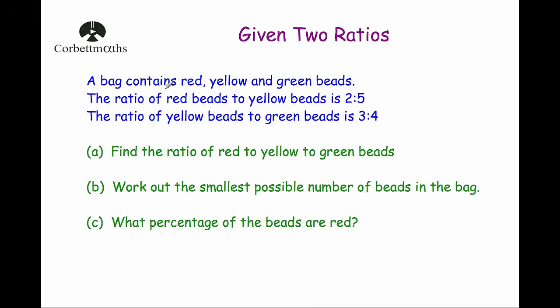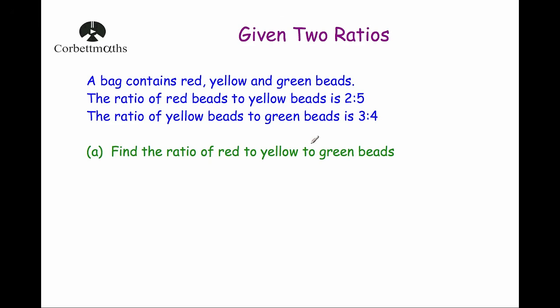It says a bag contains red, yellow and green beads, and the ratio of red beads to yellow beads is 2:5, and the ratio of yellow beads to green beads is 3:4. So as you can see, we're given two separate ratios, but both of them include yellow beads, so they're going to be related to each other. So A, find the ratio of red to yellow to green beads. B, work out the smallest possible number of beads in the bag. And C, work out the percentage of beads that are red.